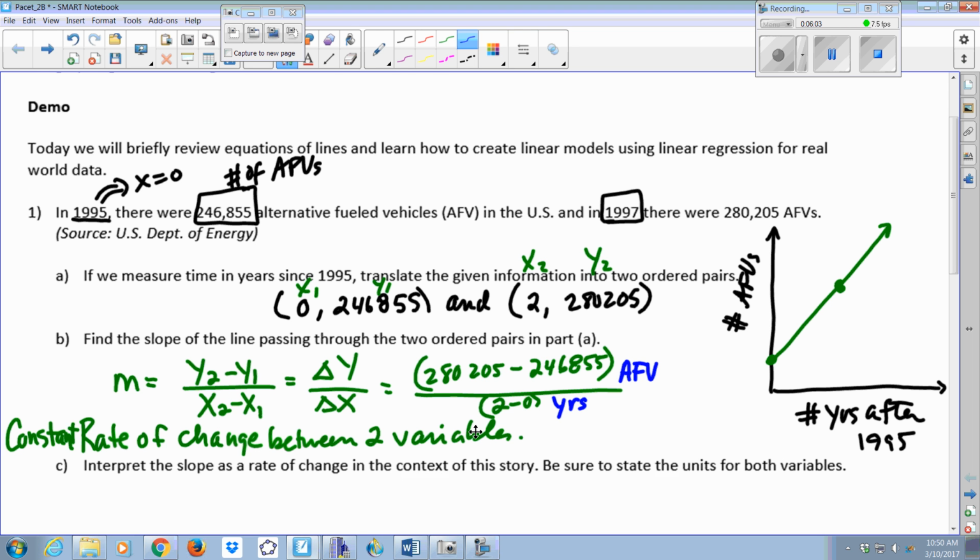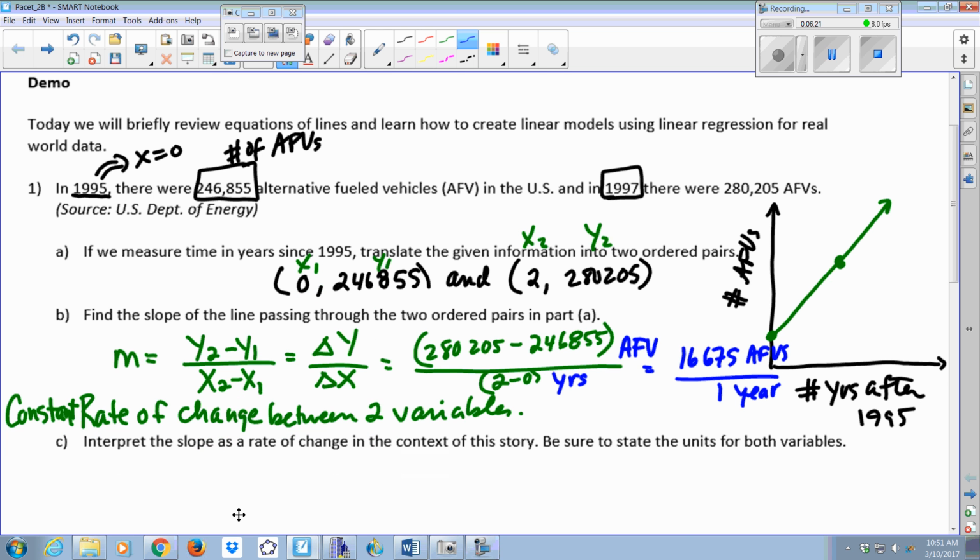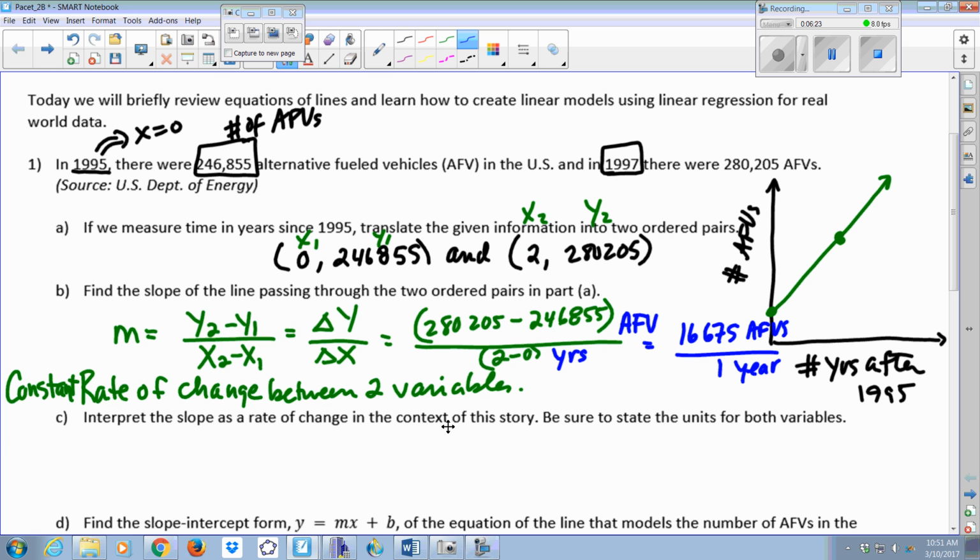And that's going to help me with the next part where it says interpret what the slope means. So this comes out to be 16,675 AFVs per 1 year. So we usually just say each year or per year. So now that you see the slope with the units, your interpretation of this rate of change in the context of the story, you can just read it right off of Part B. You can see what the slope means. Anybody want to try to put that into a sentence for us?